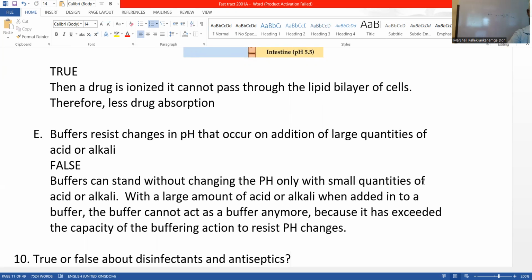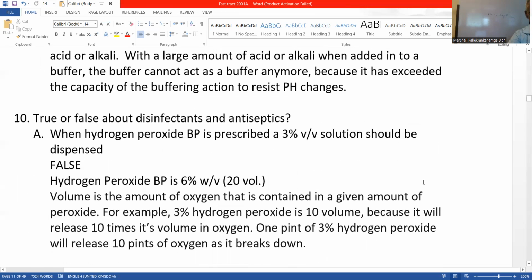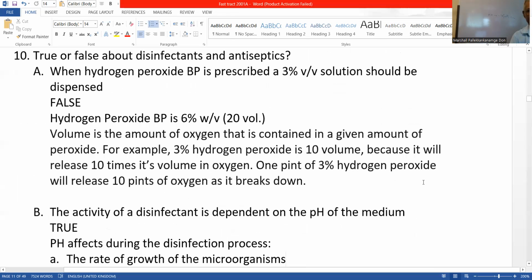Then question number 10. True or false about disinfectants and antiseptics. When hydrogen peroxide BP is prescribed, is it a 3% solution? No, it is 6% hydrogen peroxide. Hydrogen peroxide BP is 6% weight by volume, that is, 6 grams of hydrogen peroxide in 100 ml of the solution.